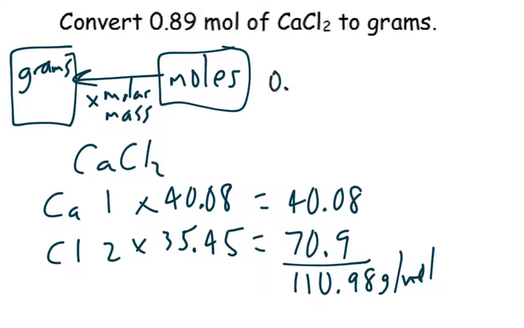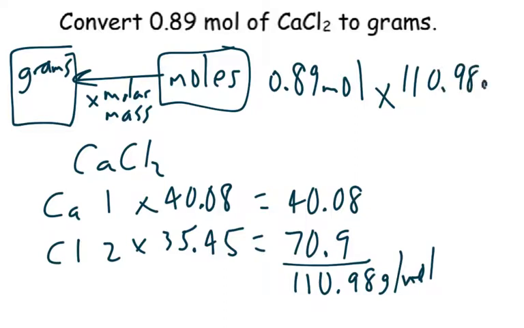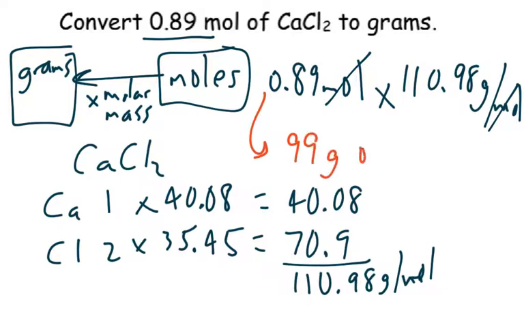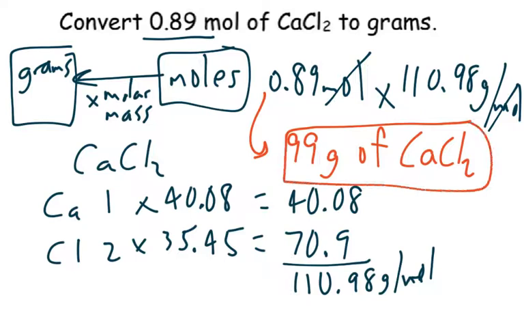Now that we have the molar mass, let's get the moles that were given in the question. And then we multiply by the molar mass, which is 110.98 grams per mole. You'll see that the moles will cancel. When you multiply these 2 numbers together, and we're going to round this to 2 significant digits, I get 98.77, but we're going to round that to 2 significant digits, so our answer ends up being 99, and it'll be grams of calcium chloride, and that will be the answer to this problem.